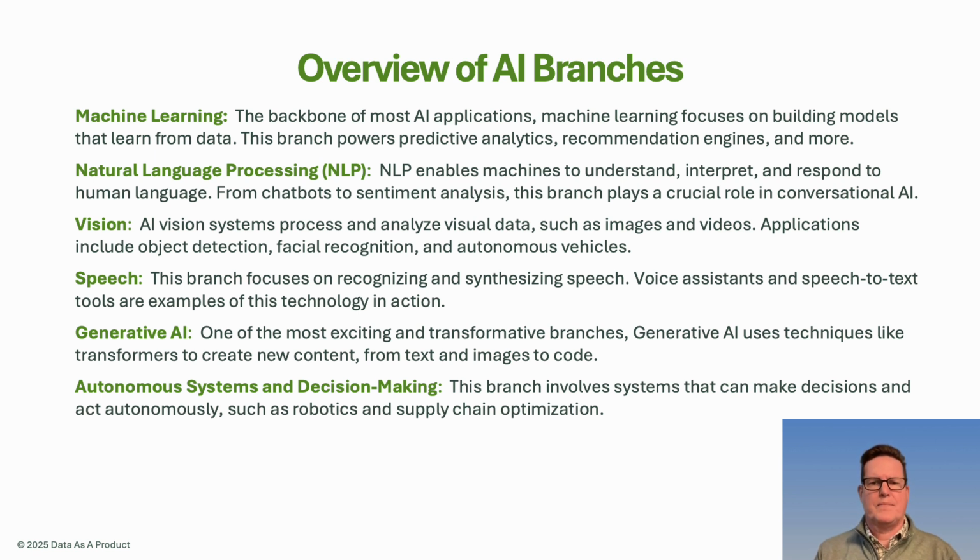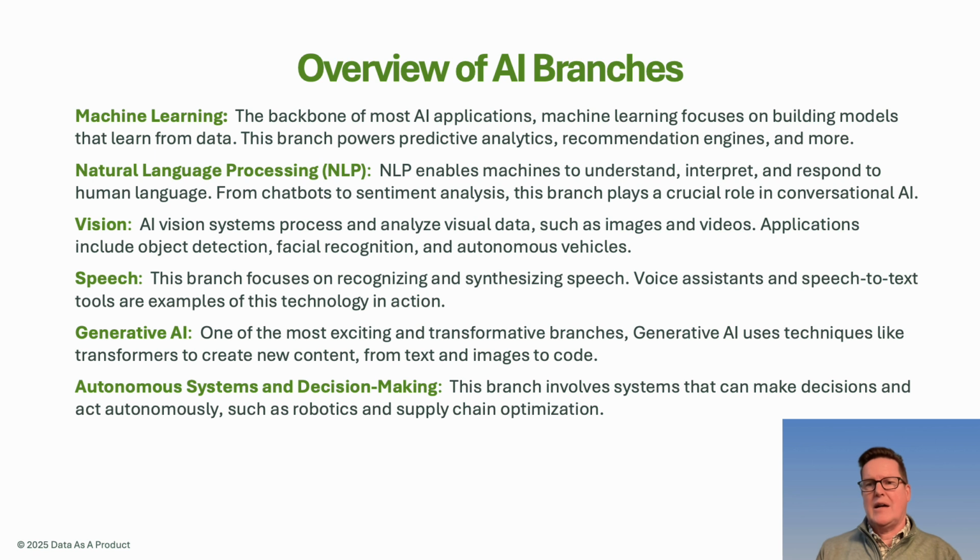Third, we have vision. AI vision systems process and analyze visual data, such as images and videos, and applications include object detection, facial recognition, and autonomous vehicles. Then we have speech. This branch focuses on recognizing and synthesizing speech. There are voice assistants and speech-to-text tools that are examples of this technology in action.